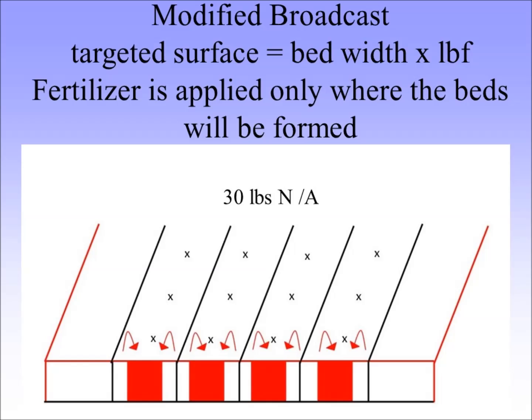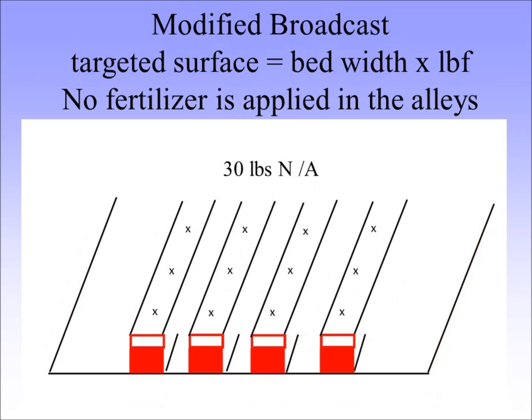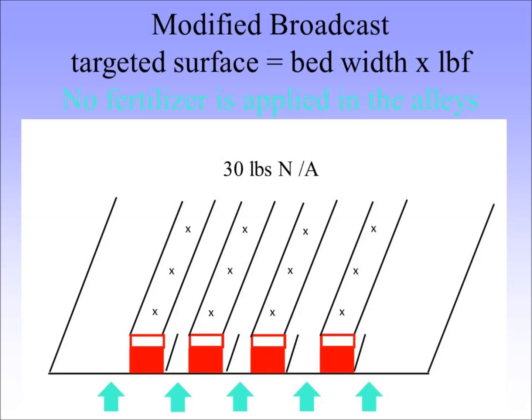All right, so here's the example. That's your field. In red on the side is where your fertilizer is going to be placed. You don't want the fertilizer that was supposed to fall in between the row middles to fall there. So you're going to put it where the beds are going to be formed. So now you only put fertilizer where the beds are going to be formed.